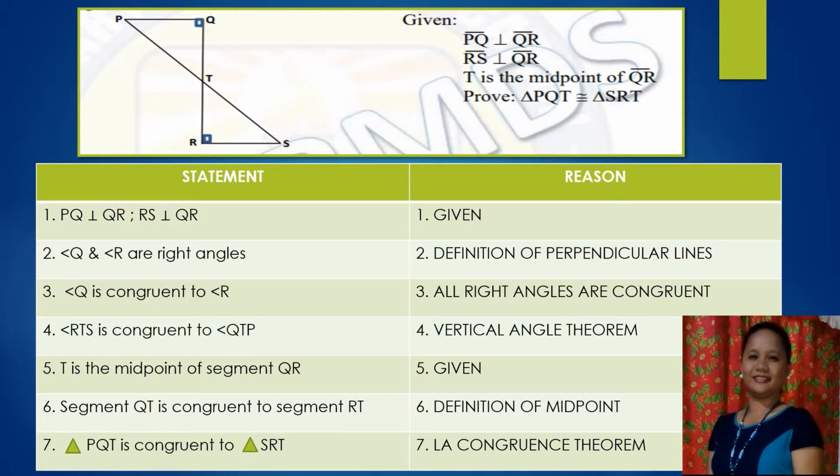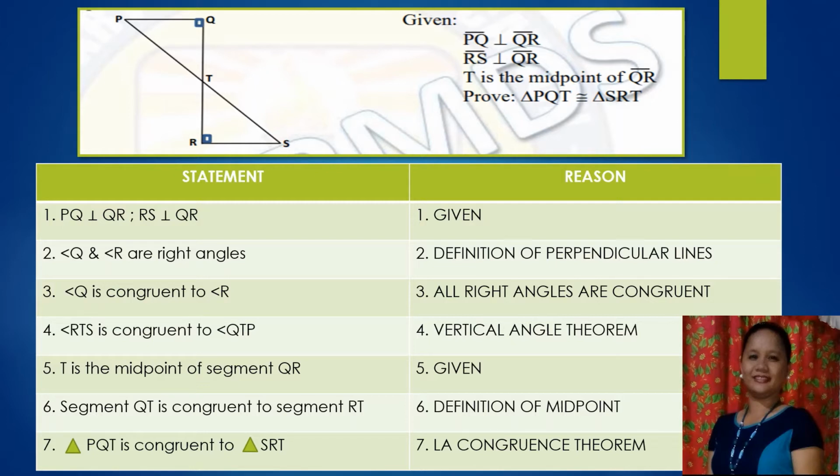That is given. Now, since they are perpendicular, from its definition, we can say that angle Q and angle R are right angles. So our reason there is definition of perpendicular lines. Now, since they are both right angles, we can conclude in number 3 statement that angle Q is congruent to angle R because the reason there, all right angles are congruent.